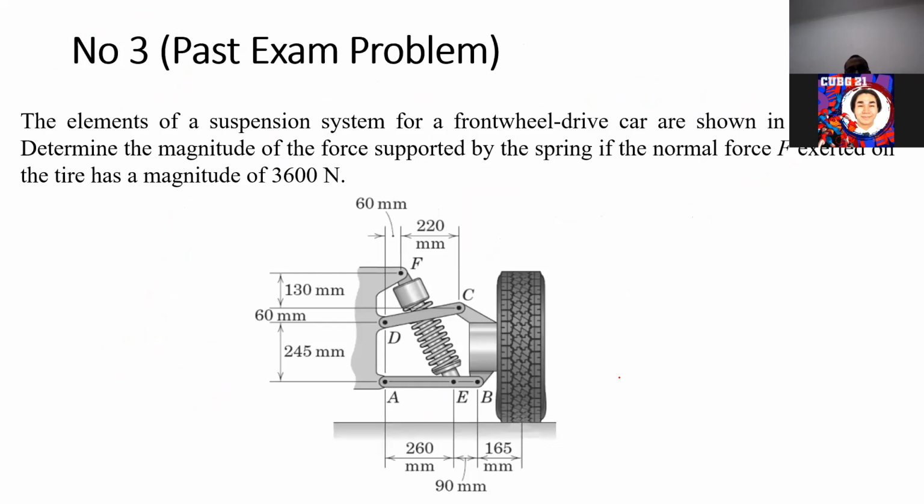Number 3 is quite straightforward as well. For number 3, you have to see here that DC is a two force member, and the spring FE you can assume as a two force member as well. The elements of the suspension system for the front wheel drive car are shown in the figure. Determine the magnitude of the force supported by the spring here, if the force F exerted on the tire is 3,600 Newton. So the force here is 3,600.